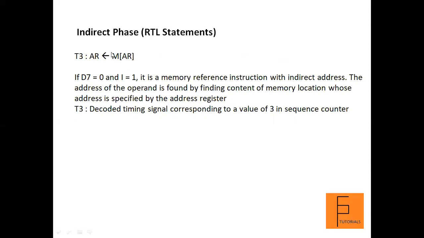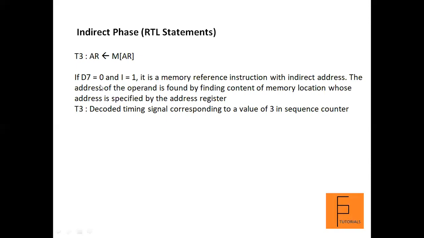You take the content and you place it in AR itself, because it is an indirect instruction. Since it is an indirect instruction, first you have to go to the memory location which is given by the address part of the instruction, and that memory location will give you not the operand, it will give you the address of the operand. So you have to make two references. In order to make two references, you first get the content of the address register, find its memory location and place that value in the address register, so that you can now get the operand in that location itself.